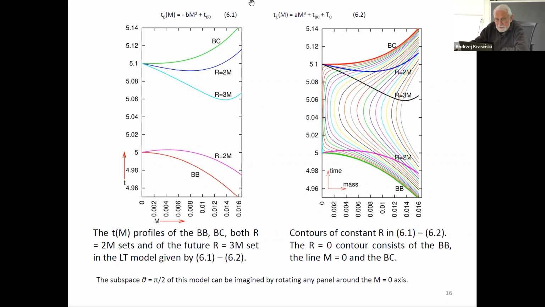So you could see this picture already before. These are the profiles of the Big Bang, Big Crunch, r equal to m and r equal to 3m. And the right picture are contours of constant big R written into this frame. And the contour of r equal to 0 consists of the Big Bang, of the line m equal to 0, this is the center of symmetry, and of the final singularity. And the subspace theta equal to pi/2 of this model can be imagined by rotating this diagram around this axis.